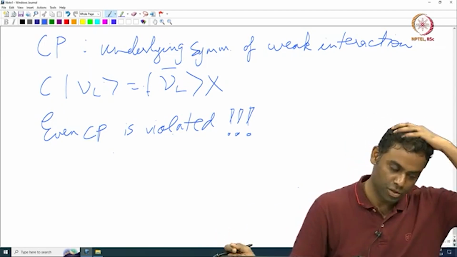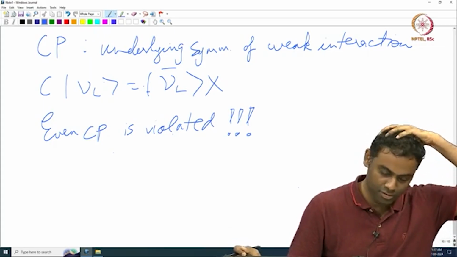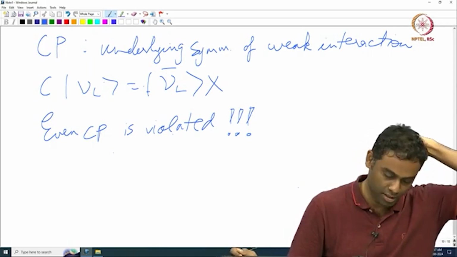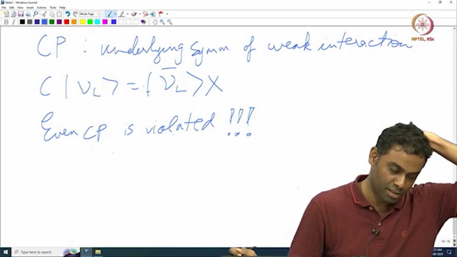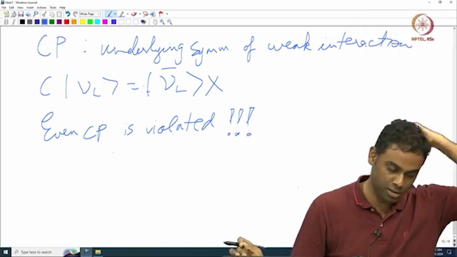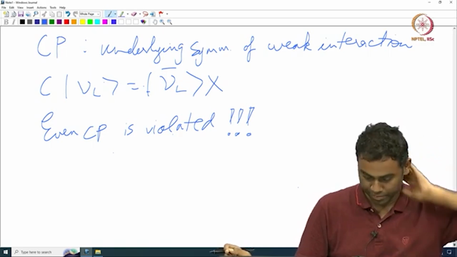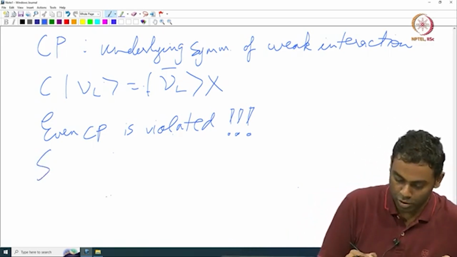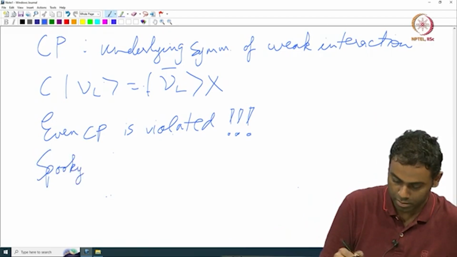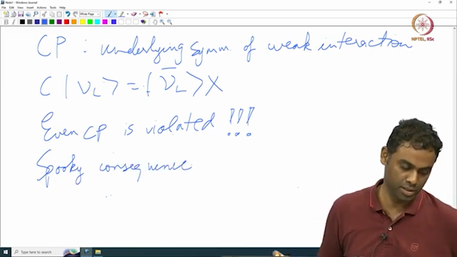Okay, so when this was discovered and that even CP had to be given up, that was a very profound sacrifice. The world really isn't as symmetric as we think at a fundamental level. Not only that, this has a spooky consequence, and that is what we are going to talk about for the next 5 or 10 minutes.